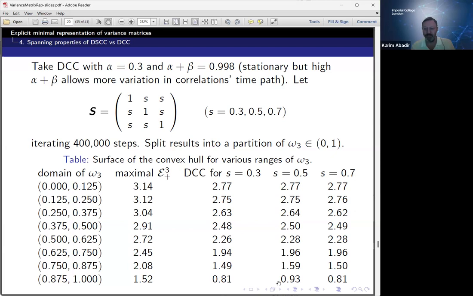You get a gap of 0.93 to pay. It's almost double, basically. So almost half of the space is not covered when you're talking about a high value of omega-3.